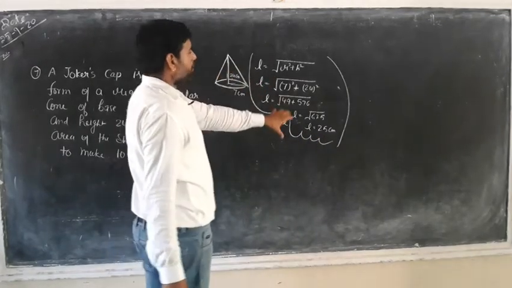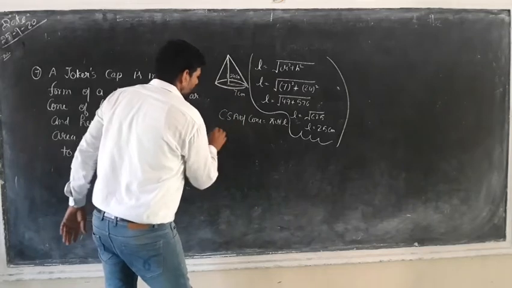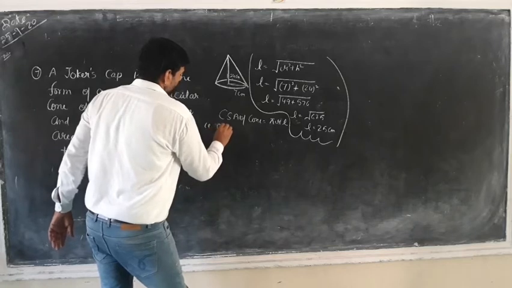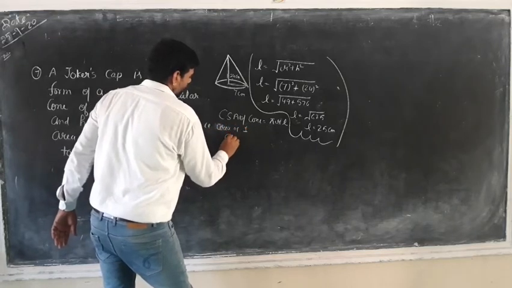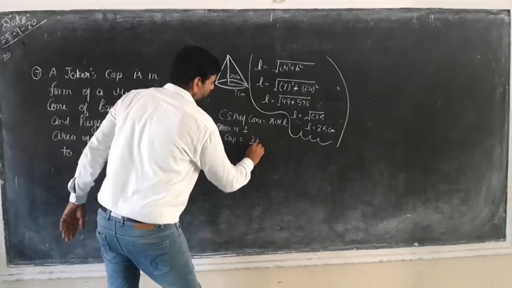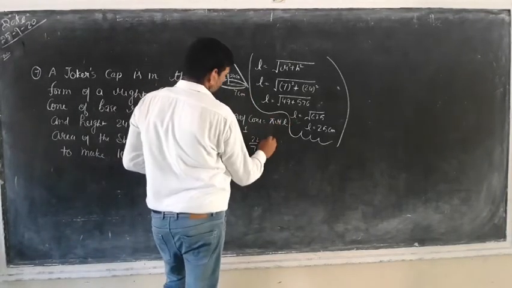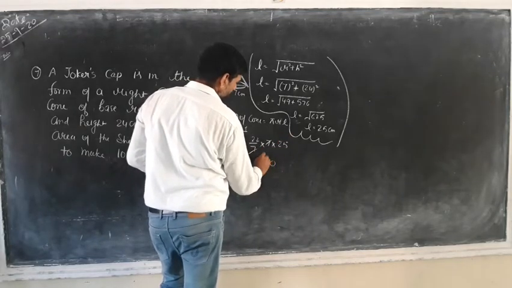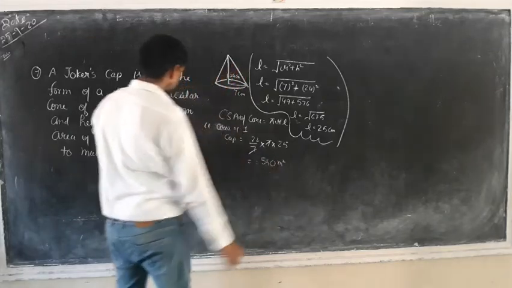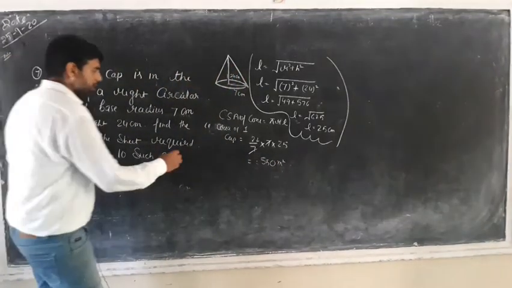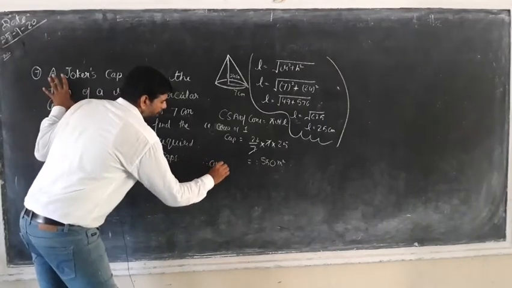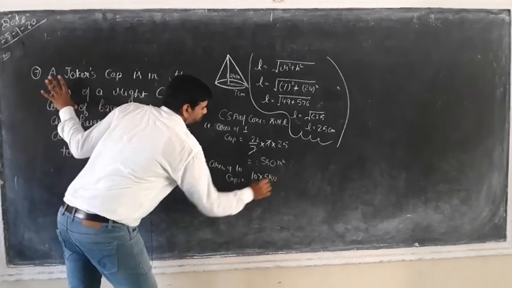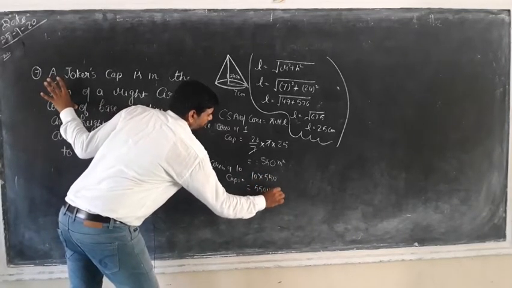Therefore, the slant height of the cone is 25. The curved surface area of cone, that is the area of one cap, is equal to 22 upon 7, radius is 7 and l is 25. 7 cancels, giving 550 square. Find the sheet required to make 10 such caps. Therefore, area of 10 caps is equal to 10 into 550, which is 5500 square.